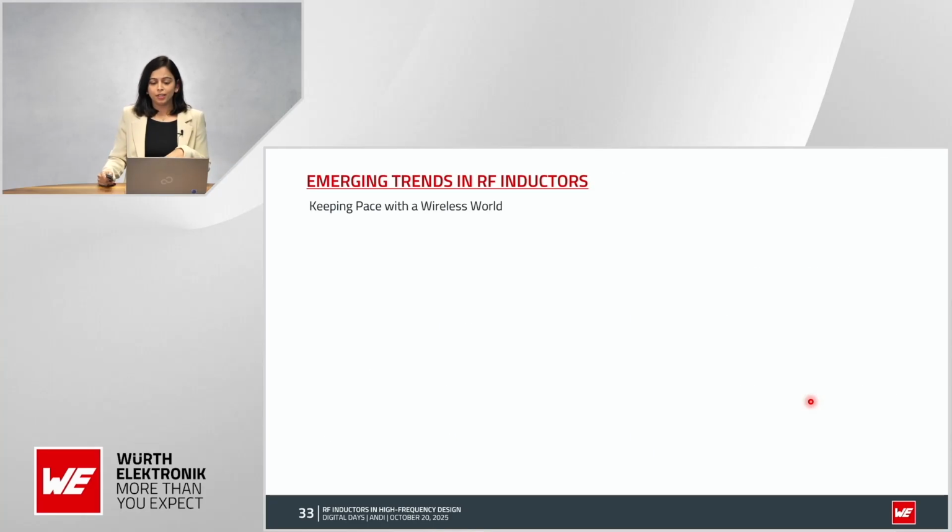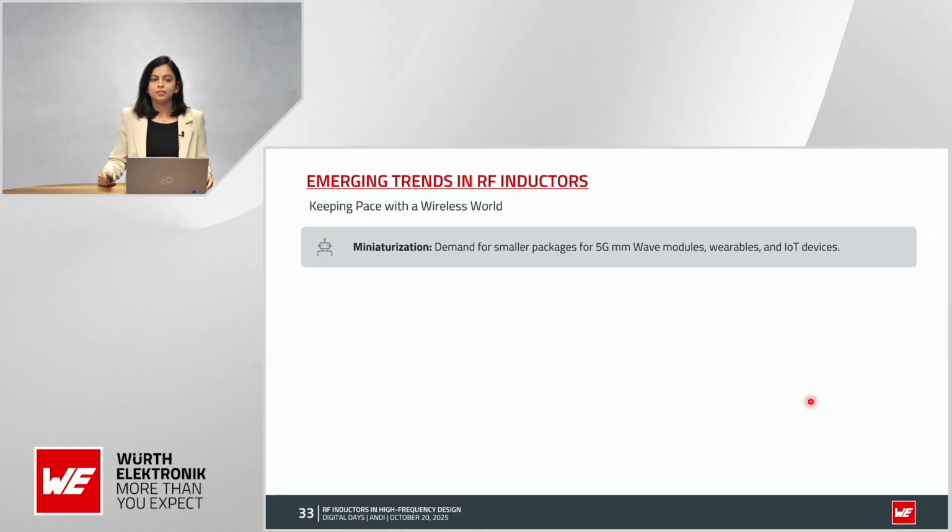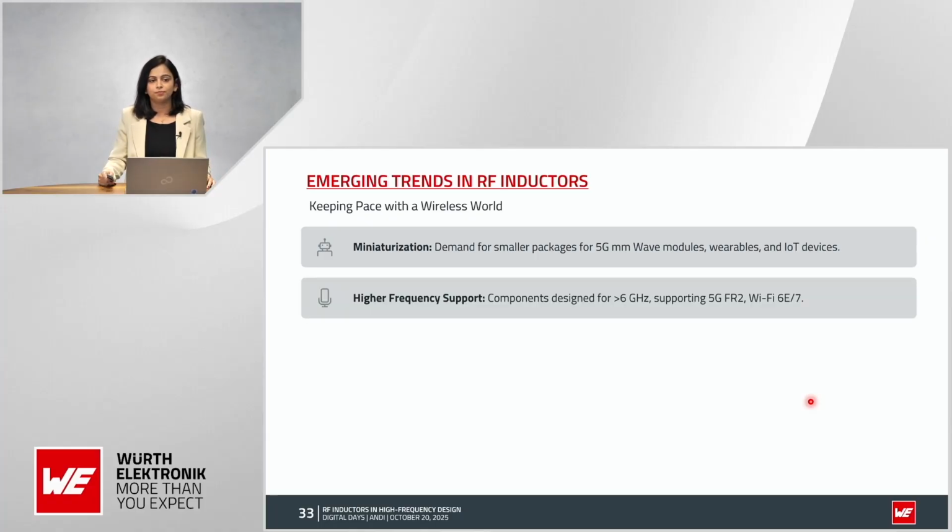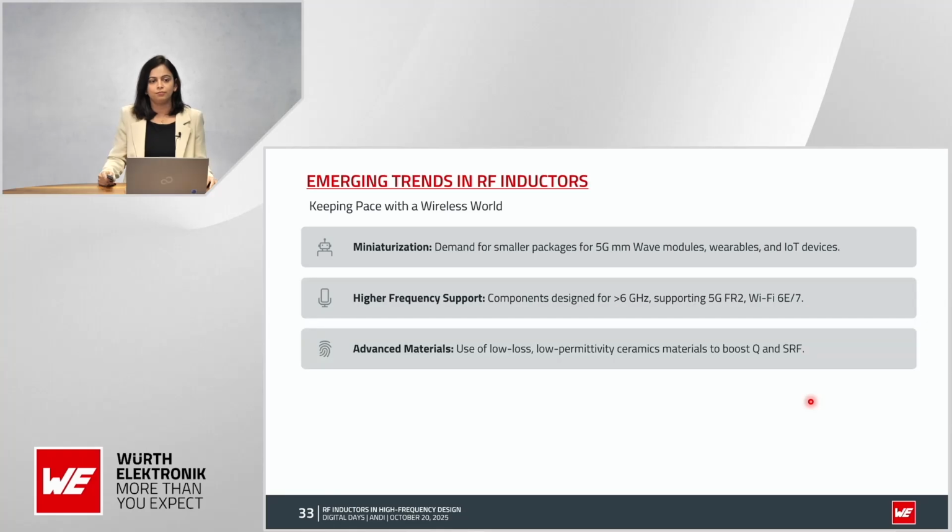Now let's see what are the emerging trends in this RF inductor field. First, miniaturization. As we all see in electronics, everything is going towards miniaturization, so do the RF inductors. So there is demand for smaller packages for 5G mmWave modules, wearables and IoT devices. Second, higher frequency support. Components designed for greater than 6 GHz supporting 5G and Wi-Fi 6E are in demand. Advanced materials: use of low loss, low permittivity ceramic materials to boost high Q. For most applications, we require quality factor as high as possible.